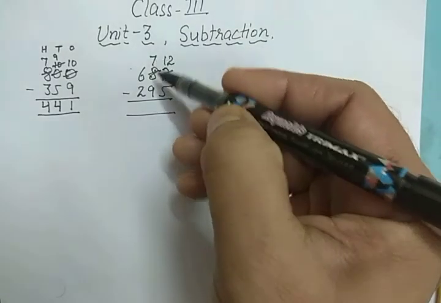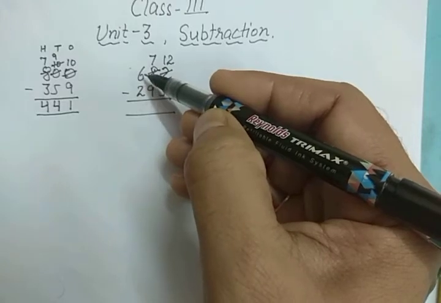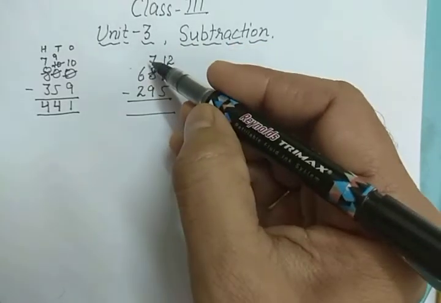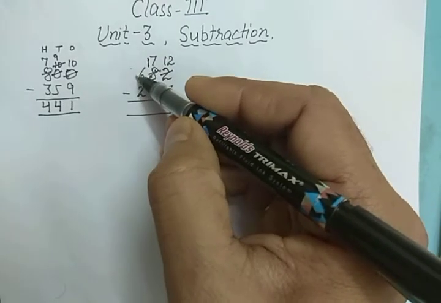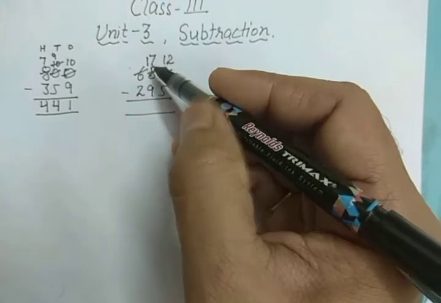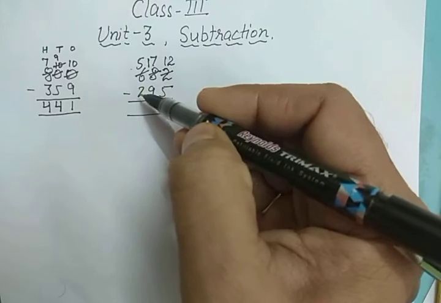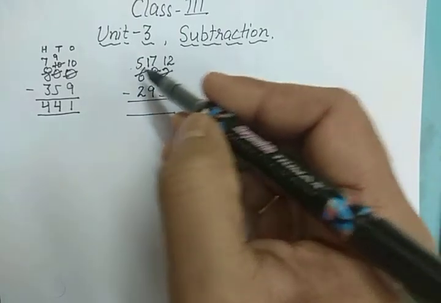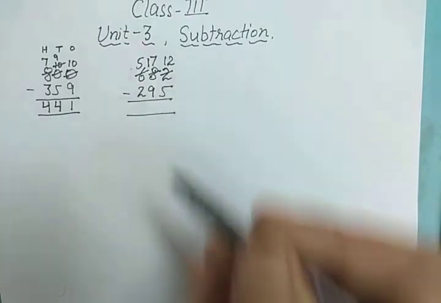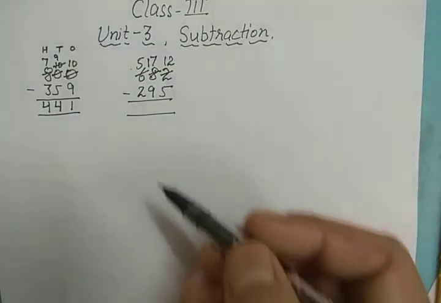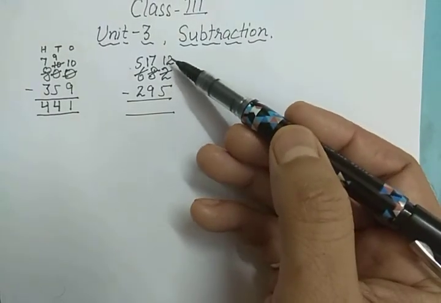Now here again 7 is smaller than 9. Again we have to borrow from this hundreds place. So what will it become? It becomes 17. And what will be left over here after giving to it? 5. Now 5 is greater than 2, then it is fine. Now you can see here all the upper digits have become greater than these lower digits. Now start subtracting. We have to start from ones place.